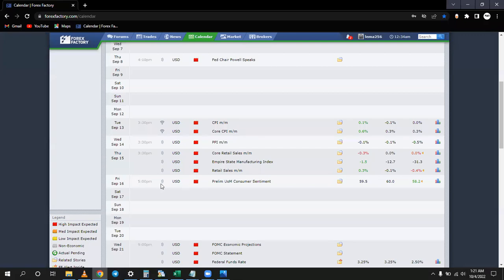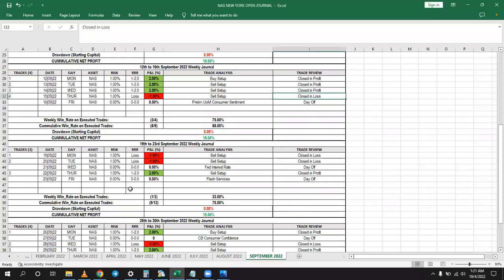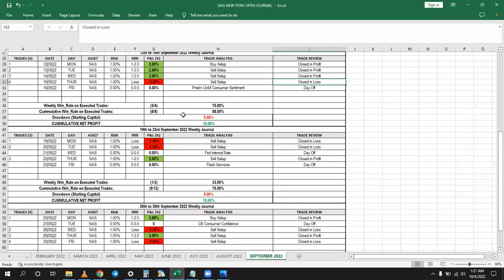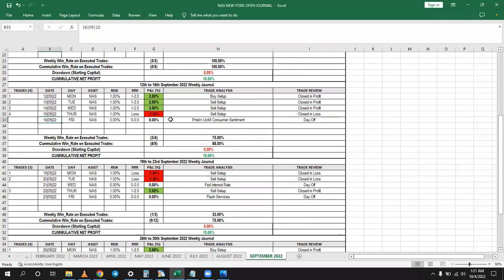16th, we had a news, preliminary UOM consumer sentiment. So we couldn't trade this day. The news was meant to be released 30 minutes after the open. So that was a day off, right? So as you can see, 16th of September, day off, right?